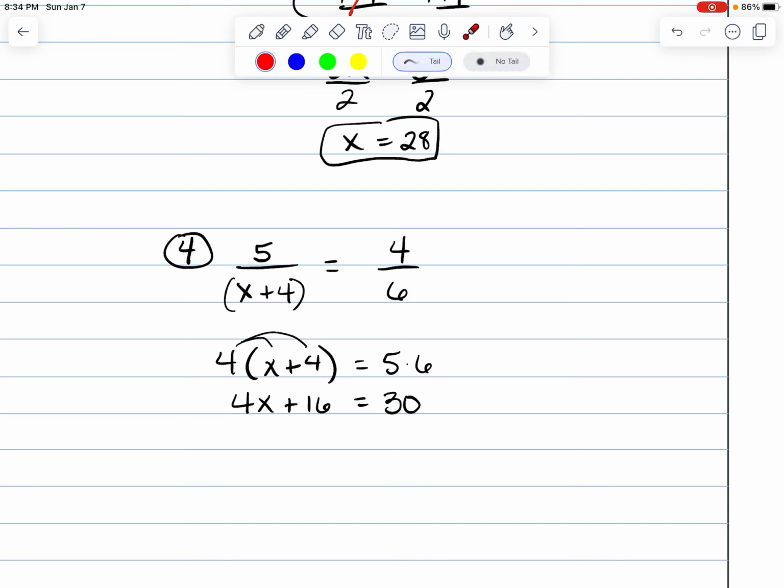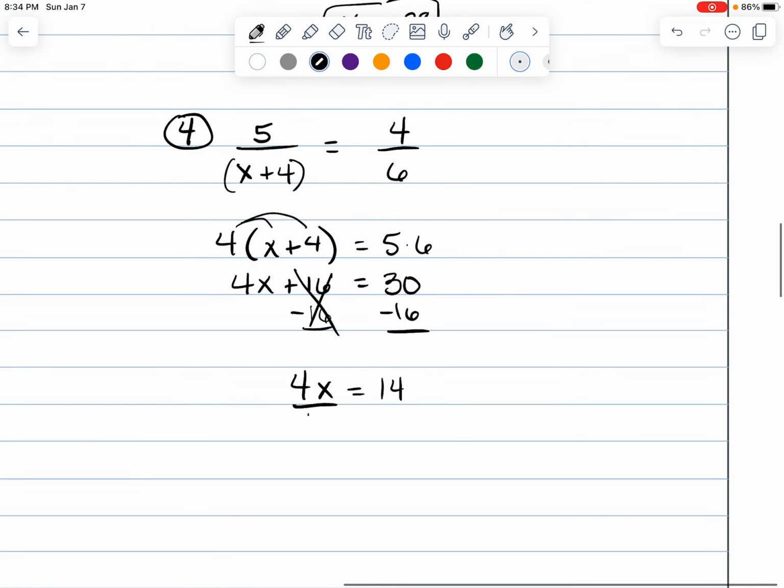Okay, in this case, since we have a positive 16 here, in order to undo that, we need to move it over to this side by subtracting 16 from both sides. So let's go ahead and do that. Let's subtract 16, subtract 16. This will get the 16s to cancel. We're left with 4x is equal to 30 minus 16 is going to give us 14. All right, and then we're going to divide by 4, divide by 4. And when we do this in our calculator, we're going to get a decimal. You're going to get 3.5.